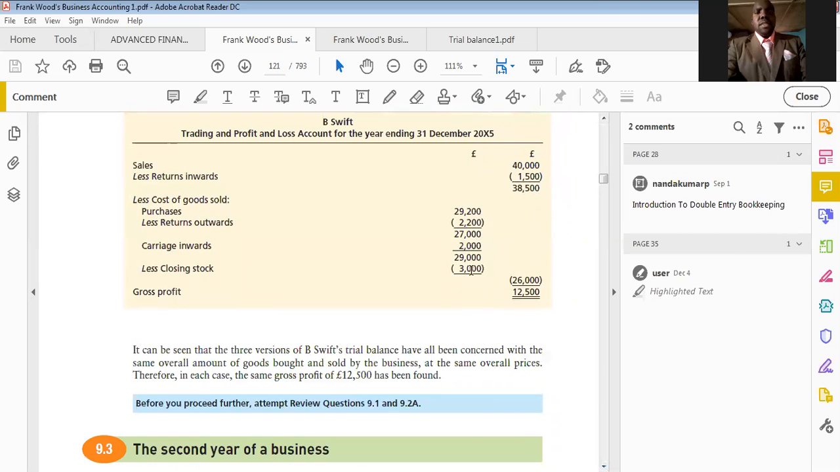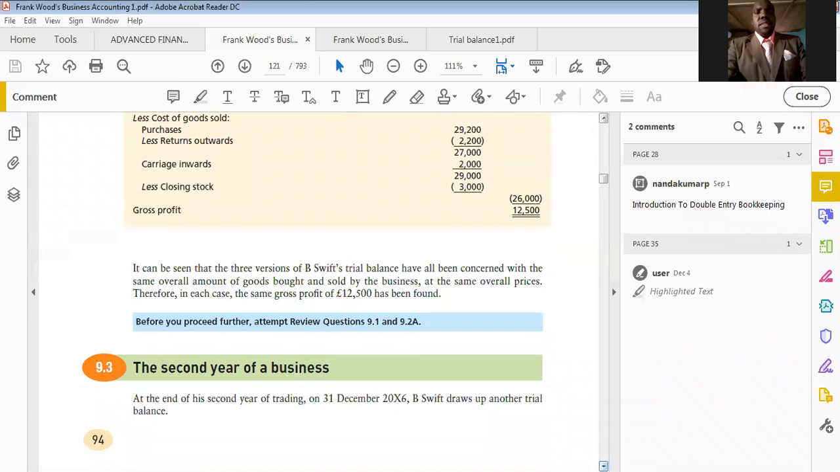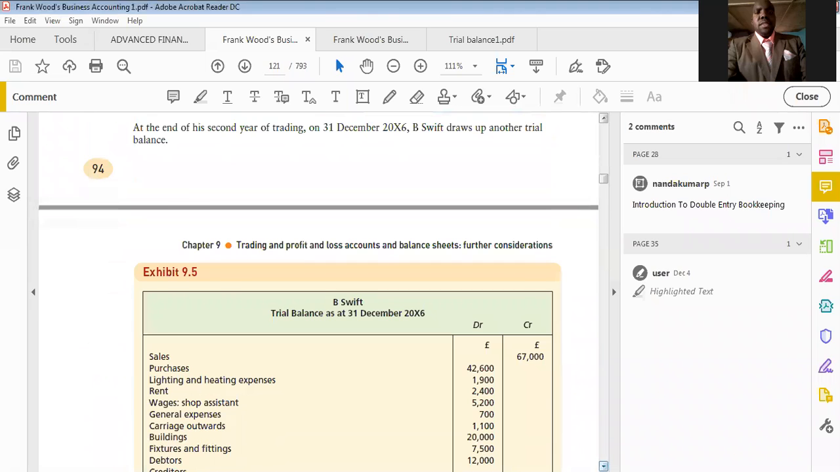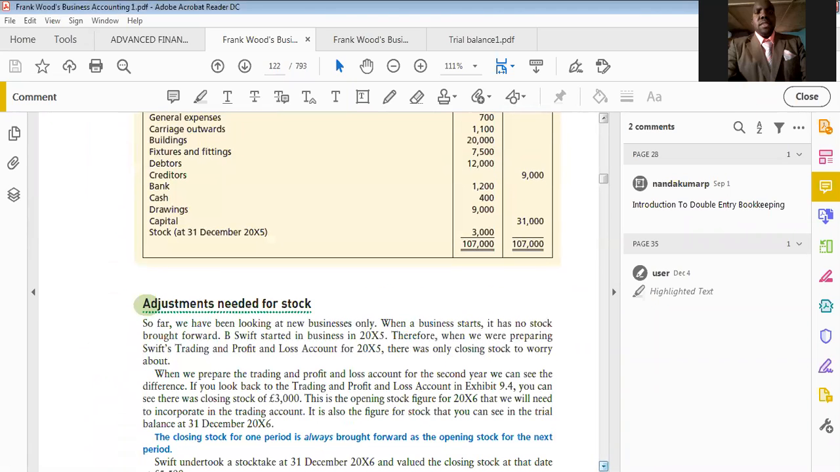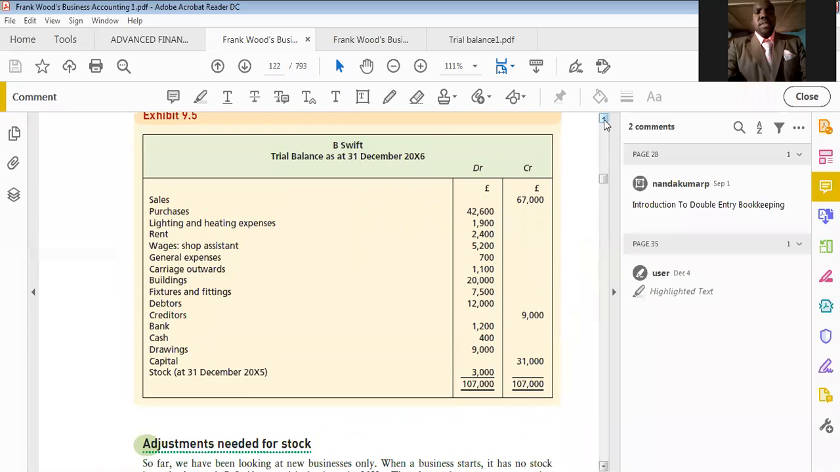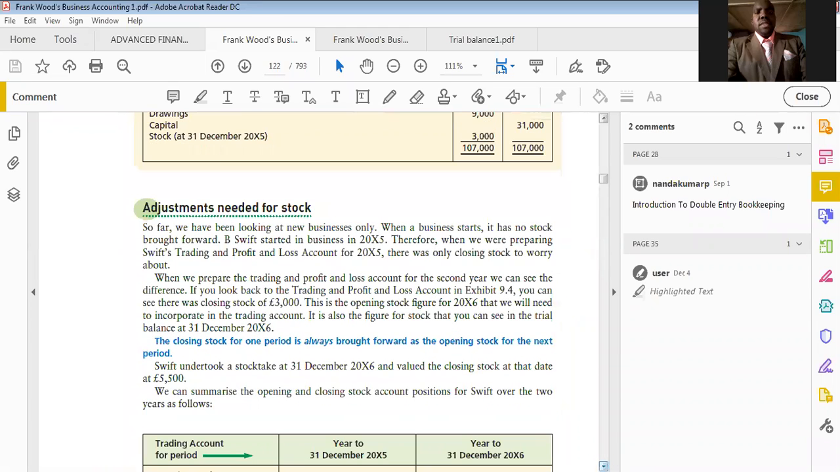However, I must tell you that the closing stock for 2005 will be the what? Opening stock for 2006. All right? So in this case, this is certainly your stock at December 2005. This should have been your what? Opening stock for 2006 in the TPNL, all right?